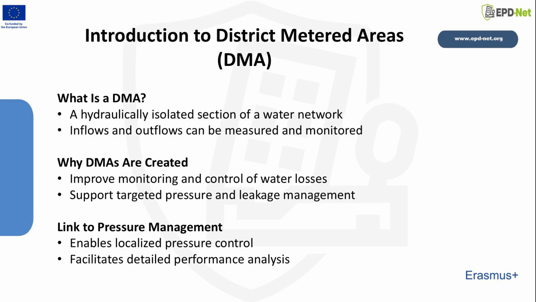By isolating smaller sections of the network, utilities can detect abnormal flow patterns more easily and identify areas with high leakage or operational issues. This targeted approach is far more effective than analyzing the entire network as a single system.